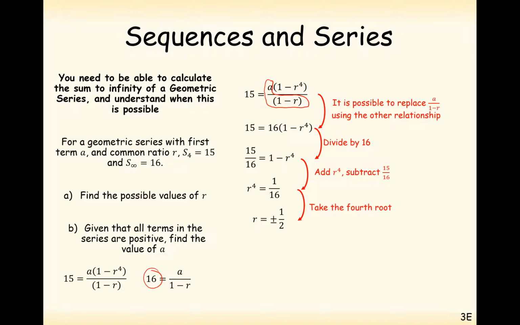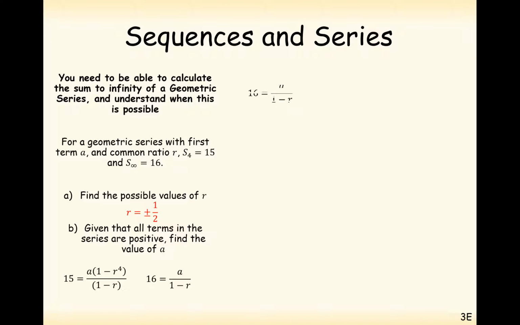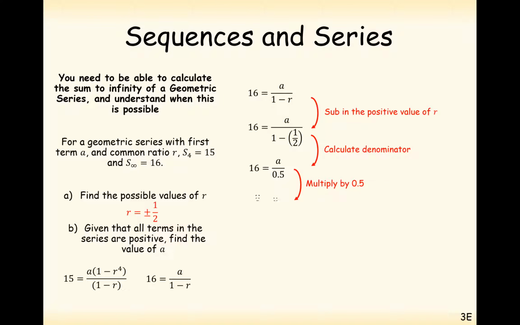In this case, R is either going to equal positive half or negative half. But it says here, given that all the terms in the series are positive, so in this case here the common ratio is going to be a half. So substituting in the positive value of R, we get A is equal to 8. So we found out the value of R and the value of A.